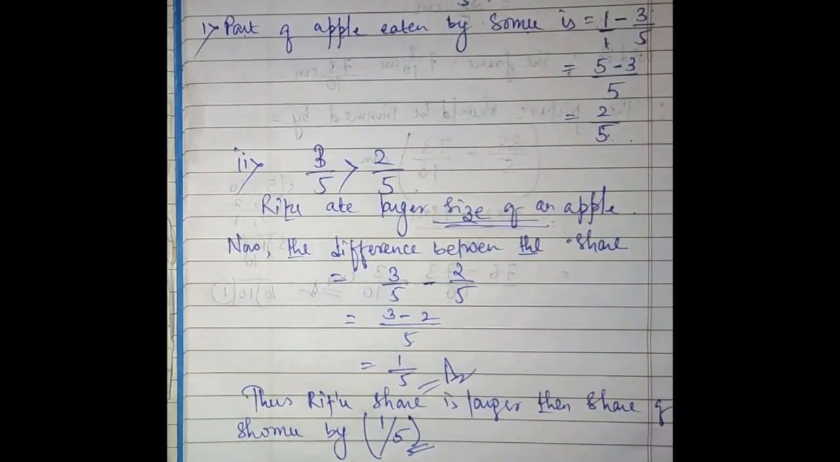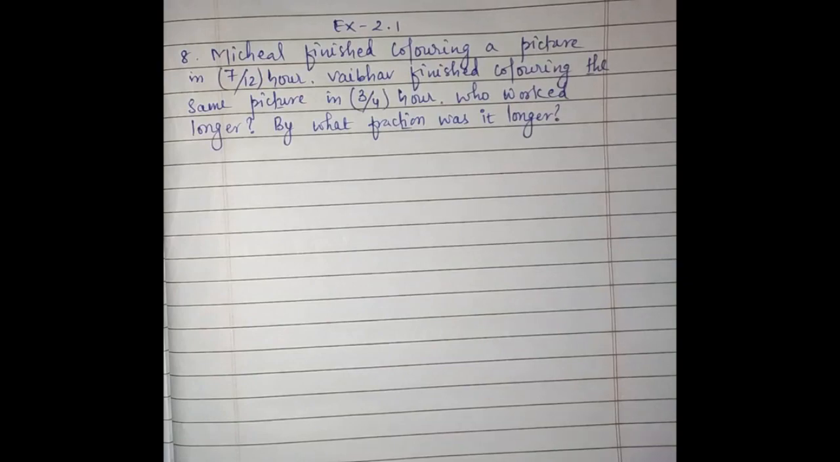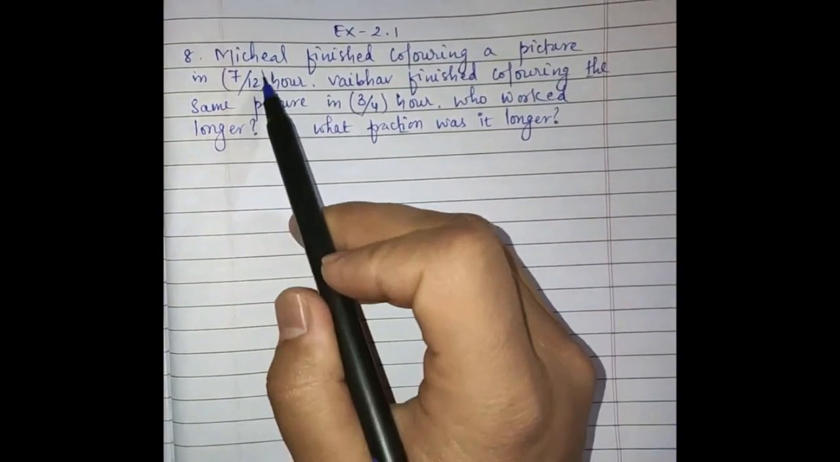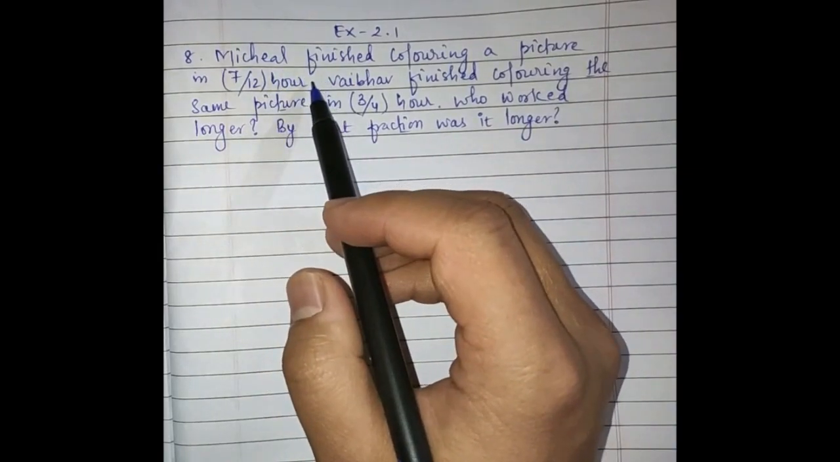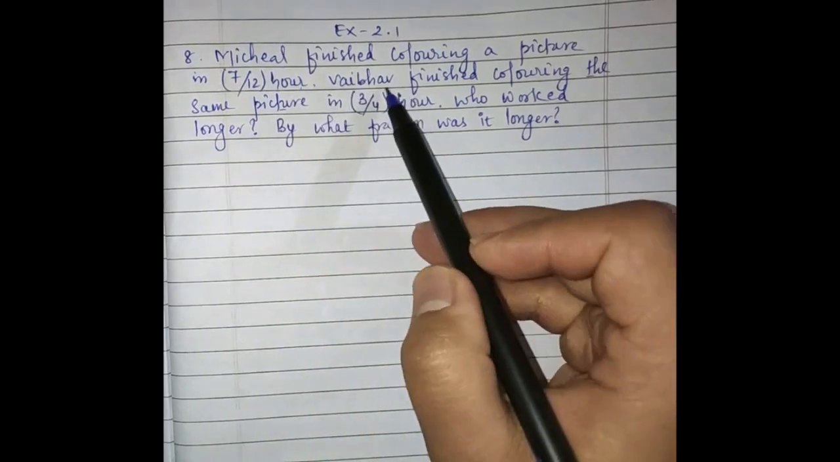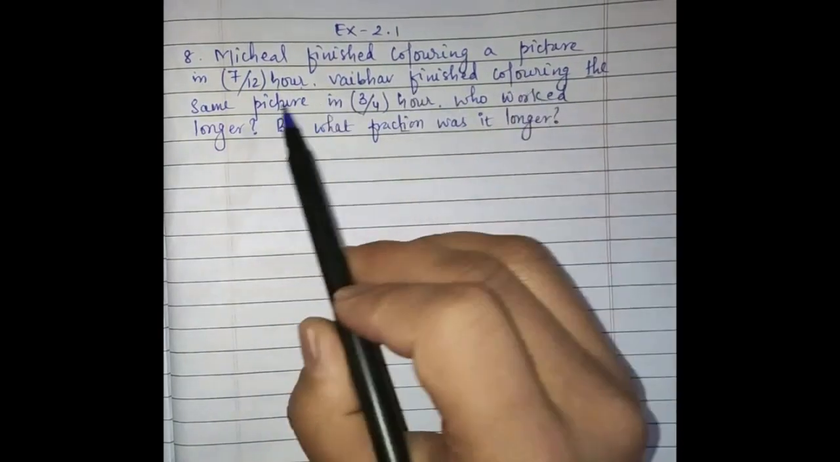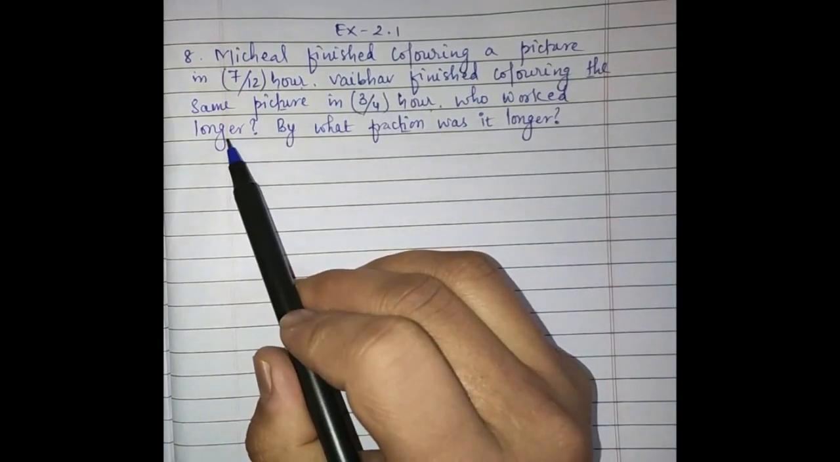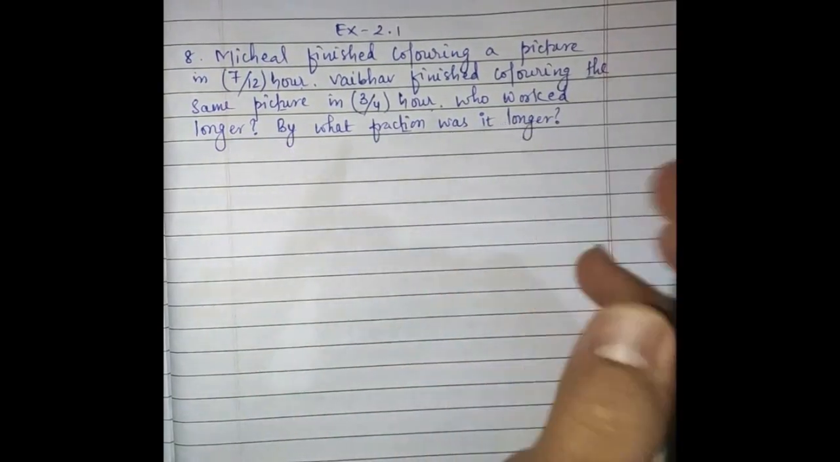Alright, so let's move on to the next. Okay, number 8 question from exercise 2.1. Michael finished coloring a picture in 7 by 12 hour. Bhairav finished coloring the same picture in 3 by 4 hour. Who worked longer? By what fraction was it longer?